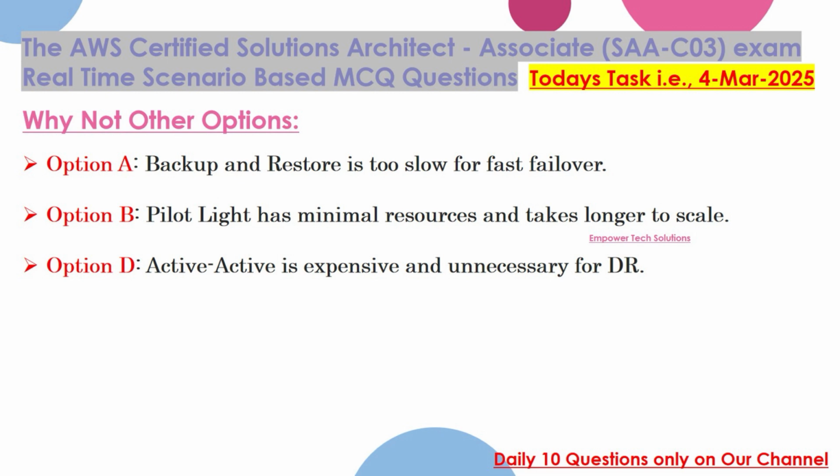Why not other options? Option A, backup and restore is too slow for fast failover. Option B, Pilot Lite has minimal resources and takes longer to scale. Option D, active-active is expensive and unnecessary for DR.